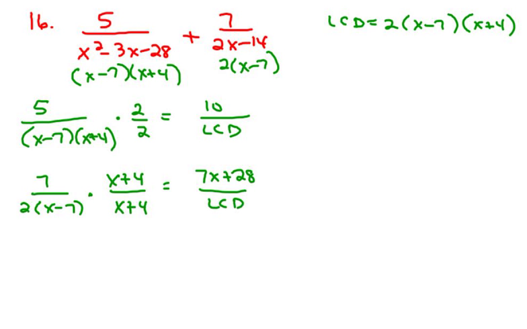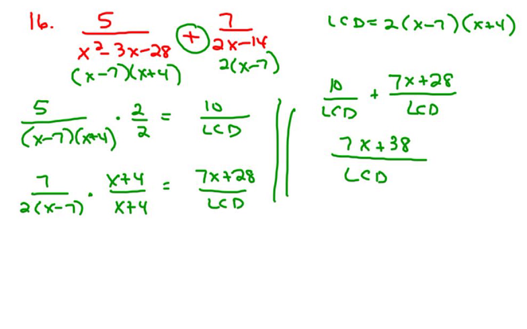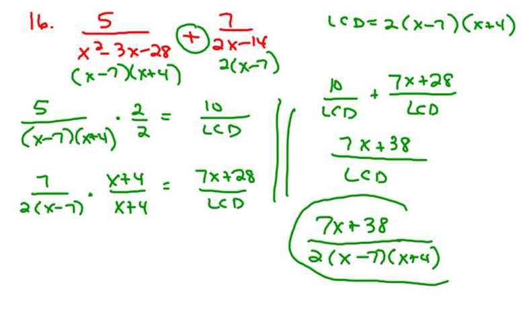Now let's do the addition. So let's write this as an addition problem. So we get 10 over the LCD plus 7x plus 28 over the LCD. So now when we combine this, combining like terms in the numerator gives you 7x plus 38 when you add 10 plus 28. That's not going to simplify any further, so we want to rewrite this problem writing out the LCD, because we never leave LCD in the final answer. You actually have the factors written out. So that would be the correct answer.